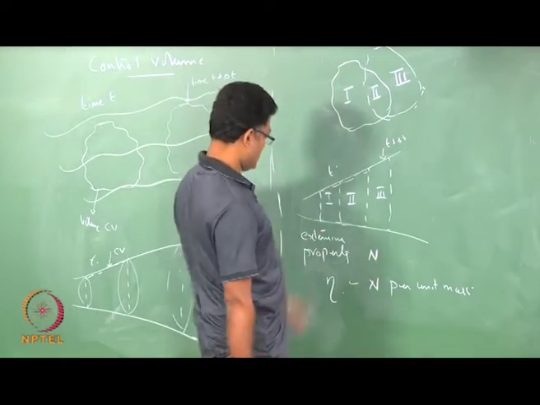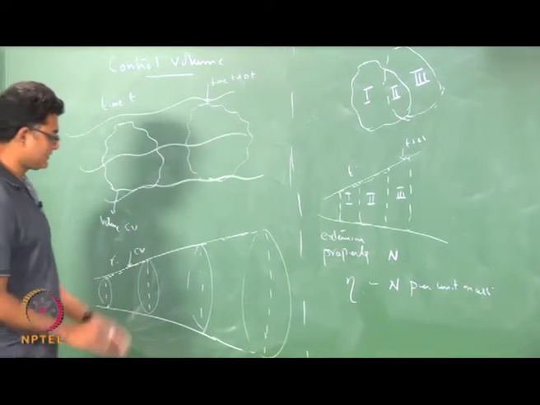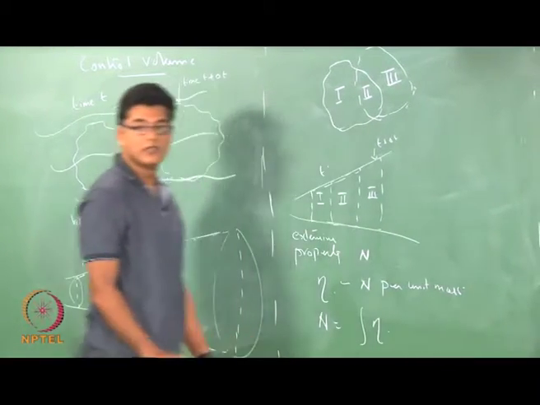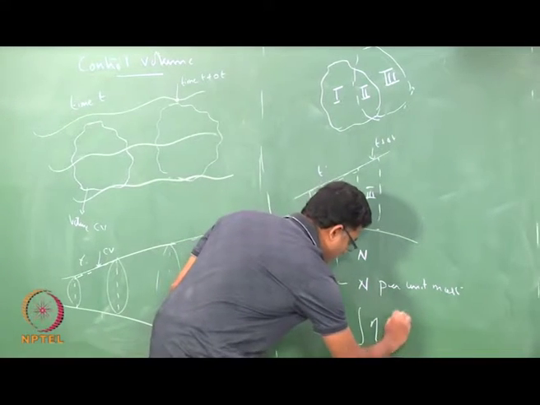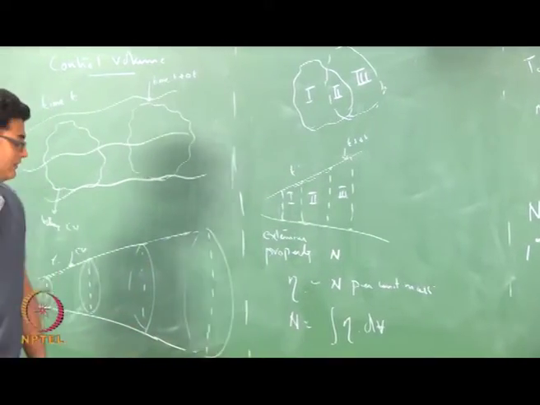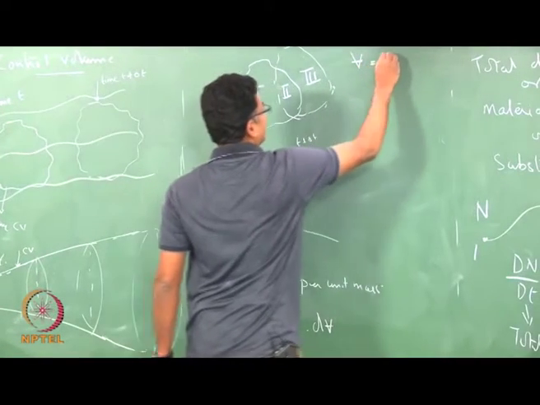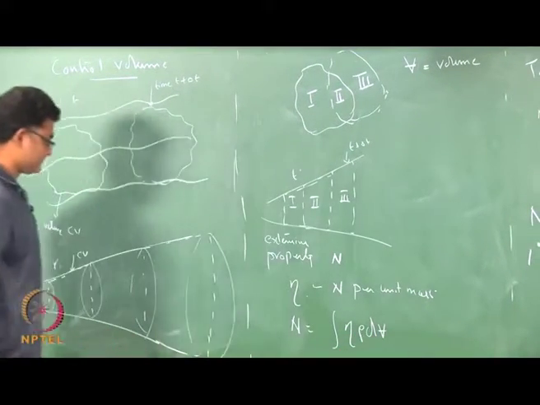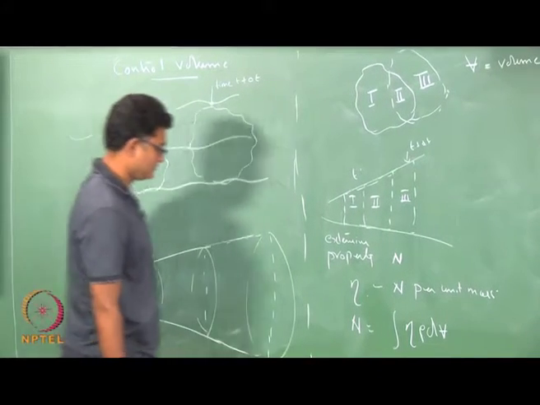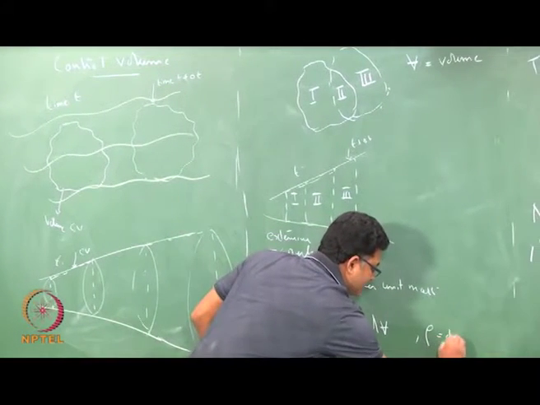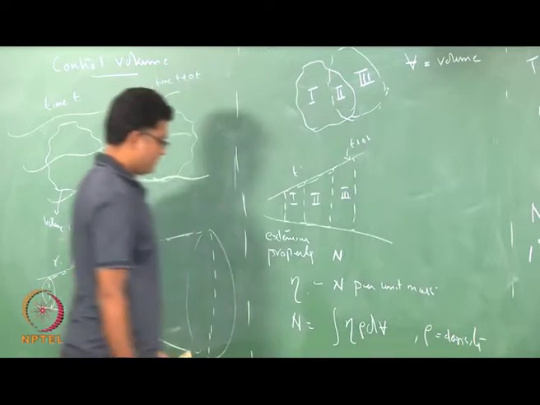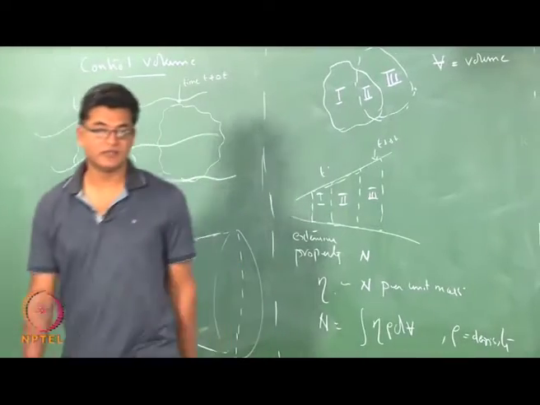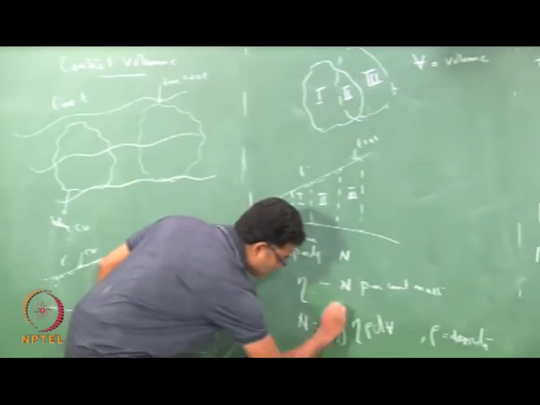So, if this is my control volume, or a given mass, your N is now defined as the integral of eta rho dV over the volume, where rho is the density of the fluid. So, essentially eta into dm, and density into volume is your dm, and this is integrated over the volume.